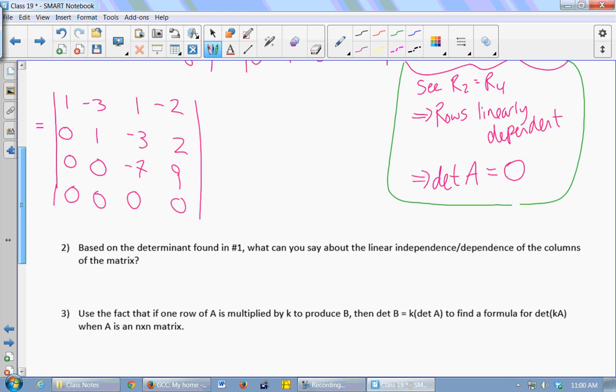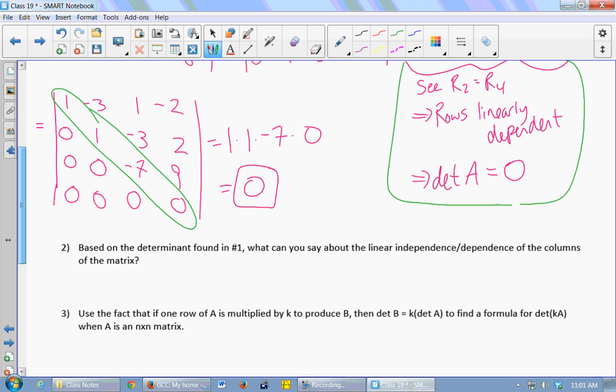And I now have a triangular matrix, right? I have zeros below my main diagonal. So here's my main diagonal. Zeros entirely below it. So this determinant is 1 times -7 times 0, which is 0. And like I said, we saw that coming, right? So based on the determinant, we know that these are linearly dependent. We already said that.